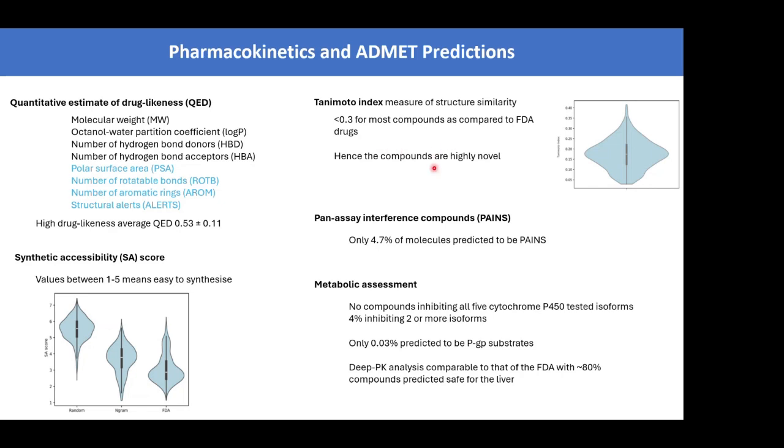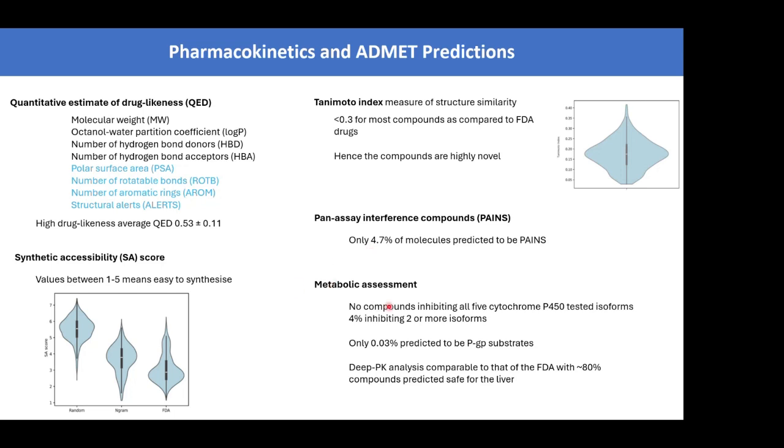The compounds are highly novel. So if you compare our compounds to the FDA compounds, most of them appear totally novel. And we determine this using the Tanimoto index. We also check for pan-assay interference because it's not difficult to have a compound that binds to absolutely everything in the cell, like staurosporine being an example. And here what we can find is that only less than 5% of the compounds we generate are predicted to be what is called PAINS, so pan-assay interfering compounds.